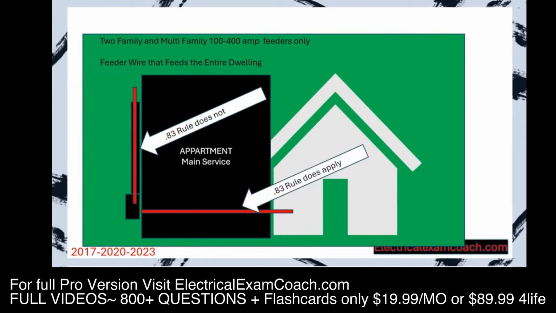And the beauty of this is it allows you to save money in the long run. Whether you're doing single family dwellings only or you're doing the individual units of the apartments, you're going to be able to use a smaller wire based off that table than you would if you went and sized it like normal. And over a year's time, that could save you a lot of money. So that is when the 83% rule does and does not apply.